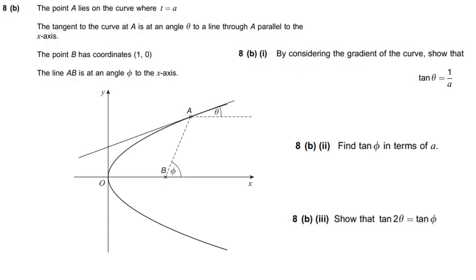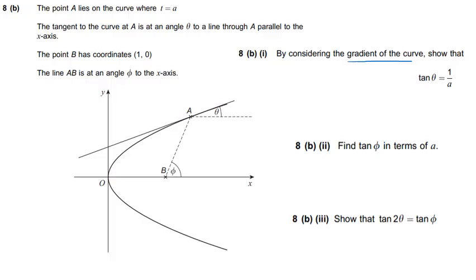Okay, so this time we've got a few more things added to the diagram. We've got some tangent, which intersects the curve at A. And that tangent lies at an angle theta compared to the horizontal. So the first question says, consider the gradient of the curve and show that tan theta equals 1 over A.